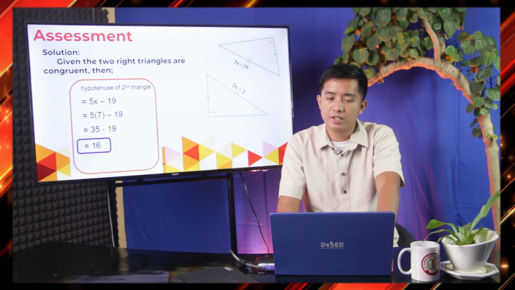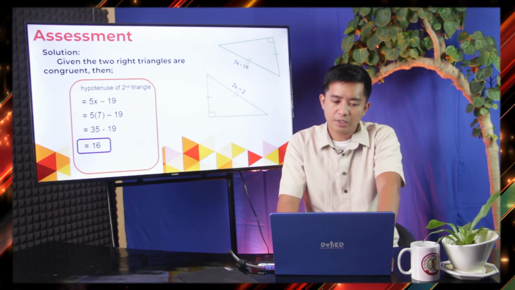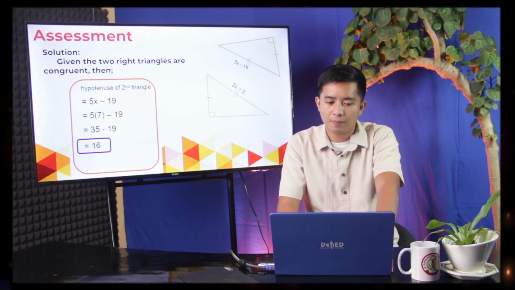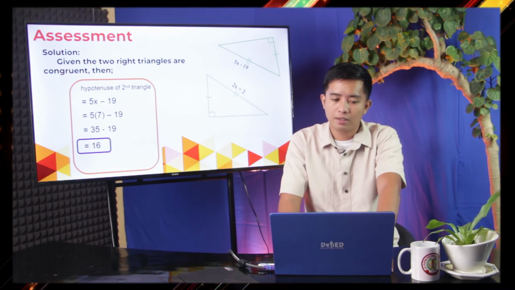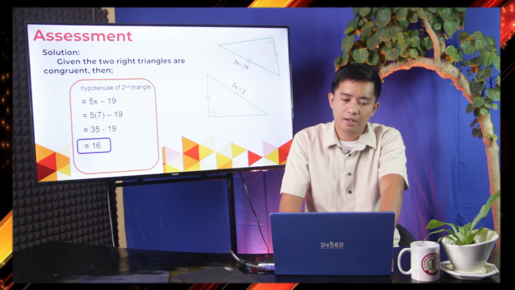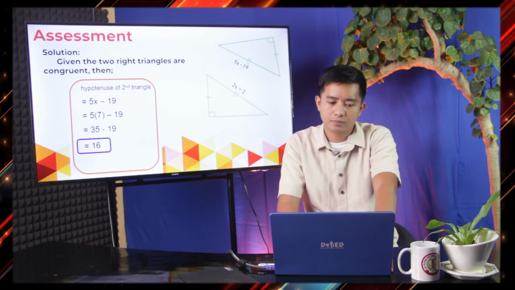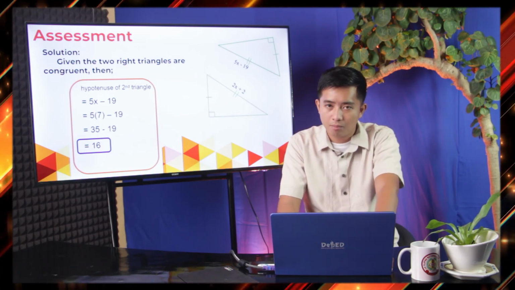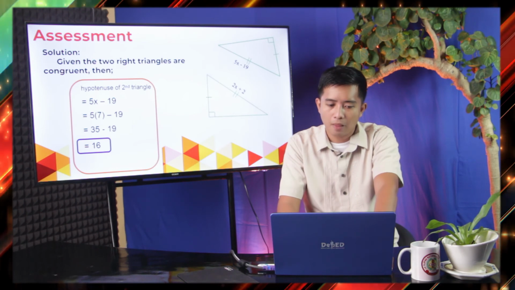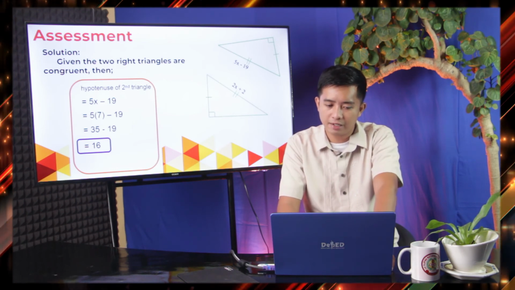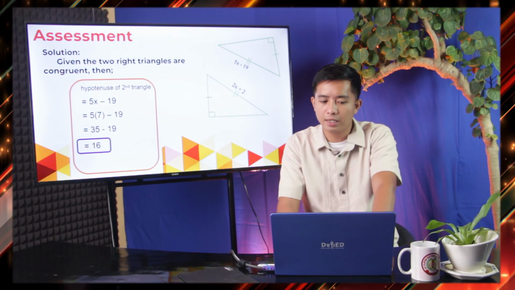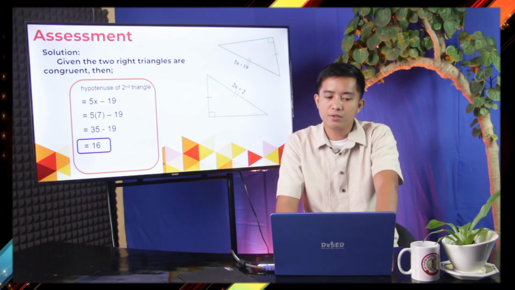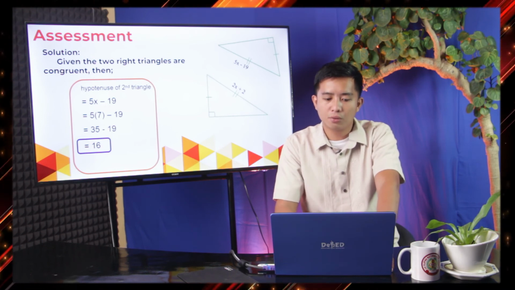Solving the hypotenuse of the second triangle. The hypotenuse of the second triangle is equal to 5x minus 19. Again, substitute the value of x, which is 7, into the equation. It will become 5 times quantity 7 minus 19. 5 times 7 is equal to 35. Then 35 minus 19 is equal to 16. So, the hypotenuses of the two right triangles are congruent.